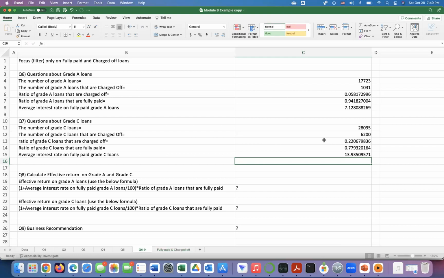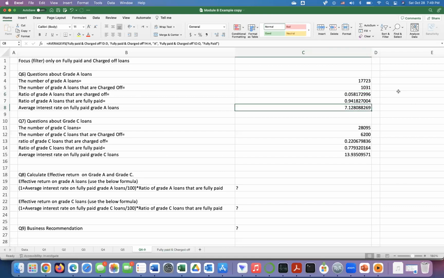Let's see what's going on. Grade A loans are usually safer for the bank. Only 5.8% of people don't pay them back. However, the interest that they can charge customers is lower. It's 7.1%. Grade C loans are way more risky. 22% of people who get that loan don't pay it back. Only 77.9% of people pay it back. But the interest rate on them is higher.